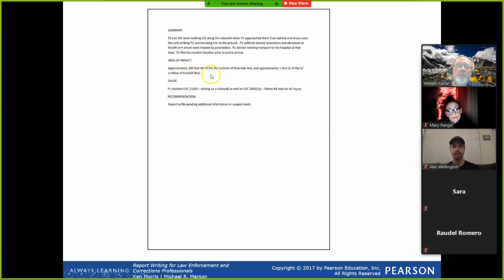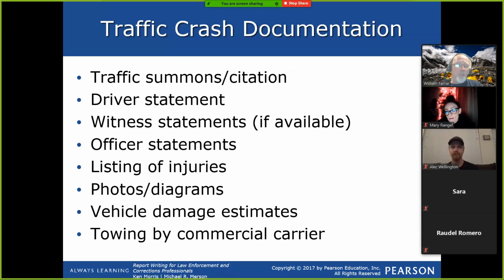The area of impact means this is where the crash occurred. And here's the cause. In your crime report, it would be recommendations, but here's the cause. Party 1 basically drove up on the sidewalk and crashed into party 2. And that's kind of what happened. So, a little different, but similar in some aspects to a crime report.